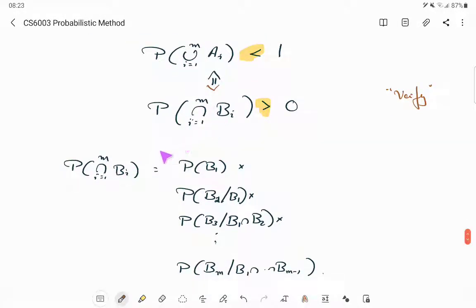So what is this P? This is a probability of an intersection of a collection of events. If you know the conditional probabilities, you can write it this way: P of B1 times P of B2, given that B1 has already occurred, times P of B3, given that B1 and B2 have already occurred, and so on.